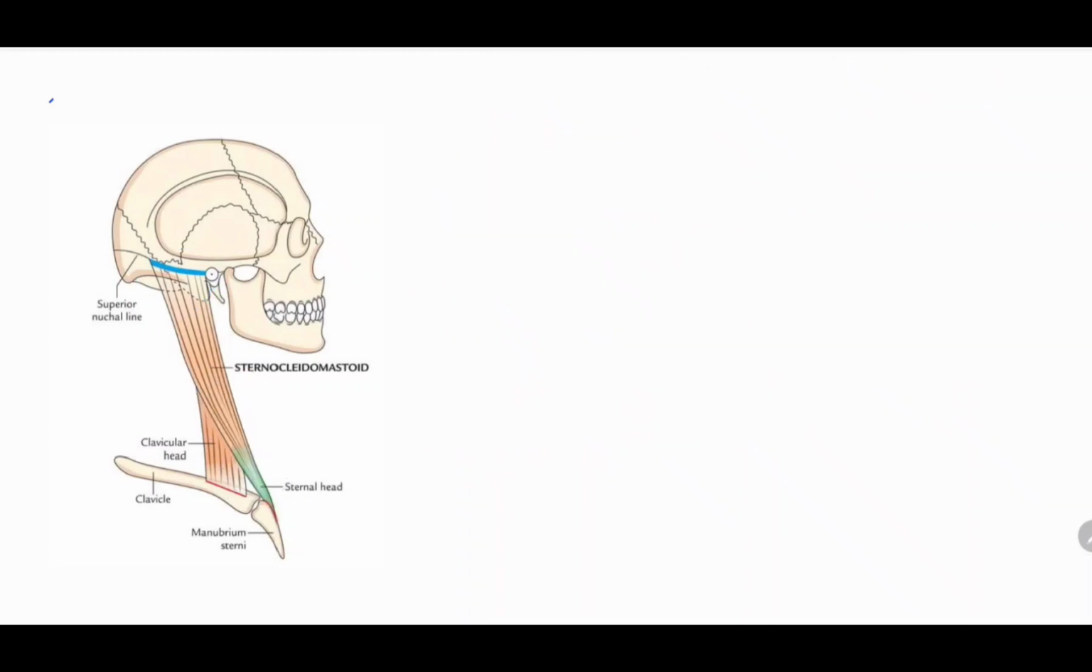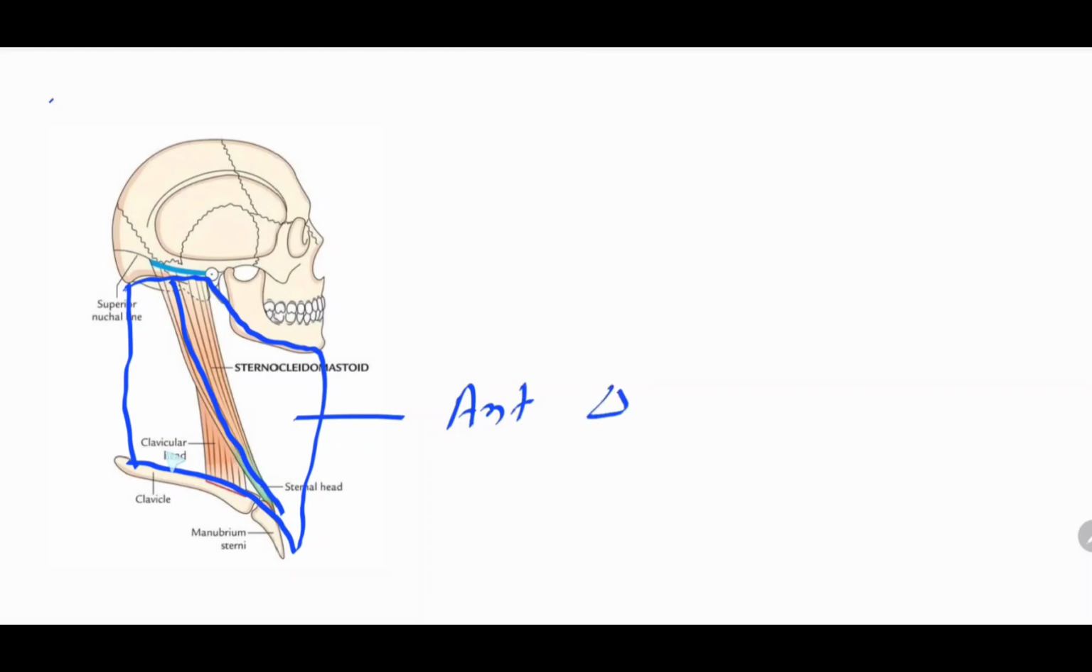Now we know that this sternocleidomastoid is obliquely present on the side of the neck and divides the side of the neck into two triangles. You know that. So here we have the side of the neck. Since the sternocleidomastoid is obliquely present, it divides the side of the neck into two triangles. Anteriorly we have the anterior triangle and posteriorly we have the posterior triangle.